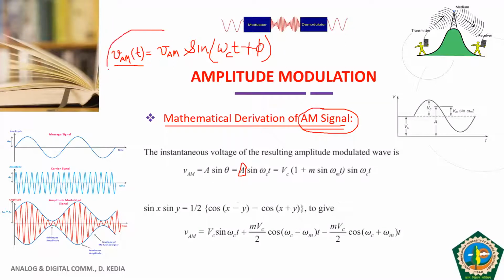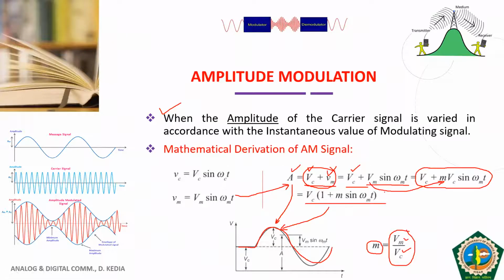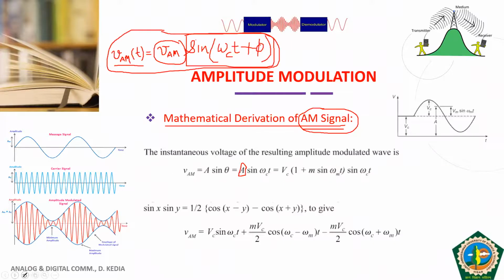This is the general expression of any amplitude modulated signal. This sine of omega ct plus phi is already known to us. All that we want is the value of VAM, the amplitude of the AM signal, and we have already derived the expression for this VAM in the previous slide. What was that? VAM or A is Vc into 1 plus m sin omega mt. If you substitute this, look at this, it is one and the same thing that I have shown here. This is our instantaneous value of the AM signal, this is the amplitude of the AM signal, and this is the frequency of the AM signal, which is equal to the carrier frequency. Phase we have taken as 0, otherwise it would have come here.